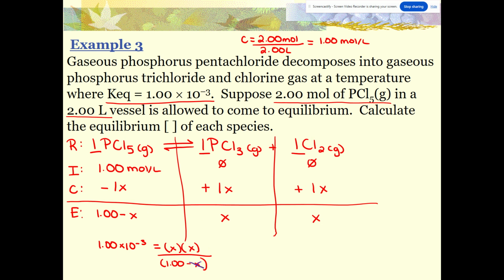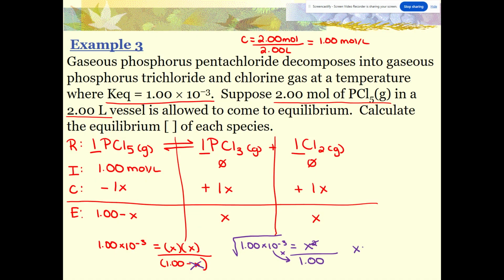So we're going to cancel that. And so we're going to get left with 1.00 times 10 to the negative 3, which equals x squared over 1.00. So now, a lot easier solving for x, if I multiply by my denominator, that's obviously going to equal the same number. And then I'll get 1.00 times 10 to the negative 3 equals x squared. So to solve for x, I just need to square root.